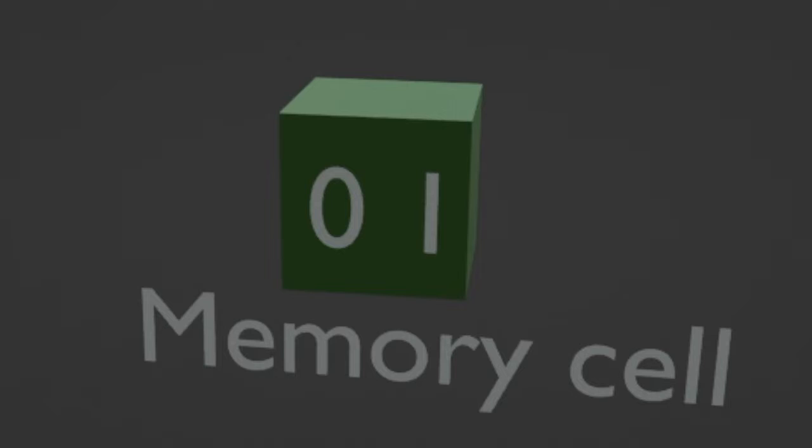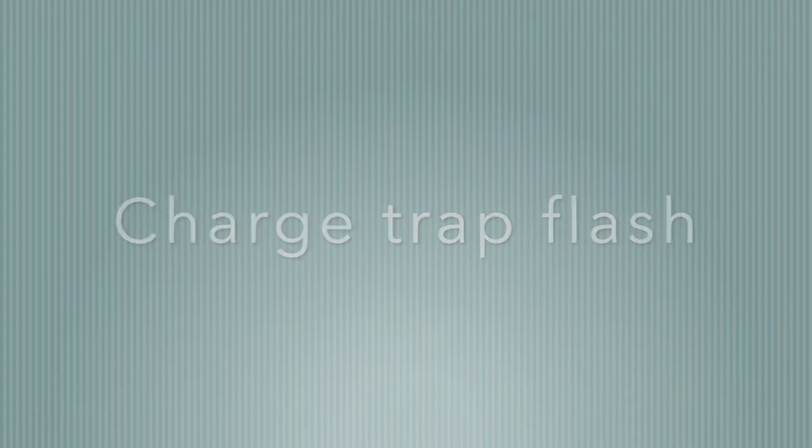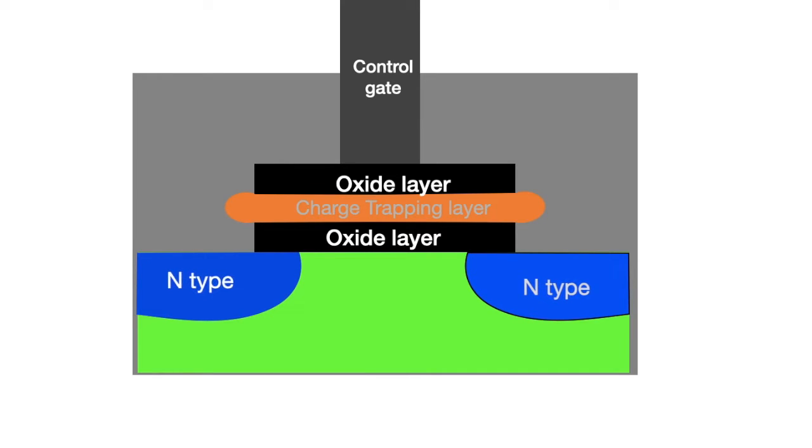Let's look inside one of these memory cells, also called charge trap flashes. Here we have a diagram of a charge trap. First we have the control gate. This control gate connects to three layers. The first and third layers are insulating outside layers. In between the two layers is the second layer, which is a charge trapping layer where electrons are trapped. At the bottom of these three layers, we have N-type silicon and P-type silicon.